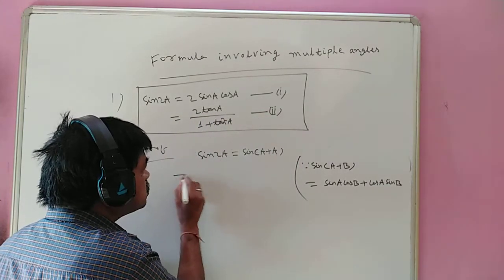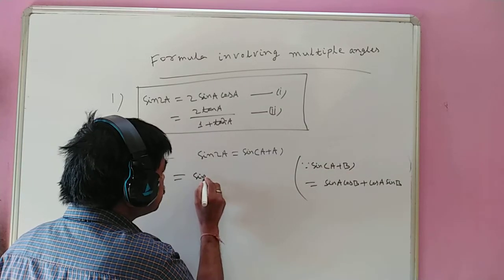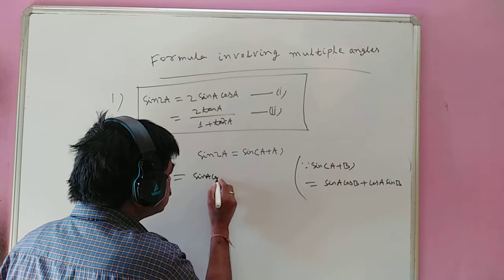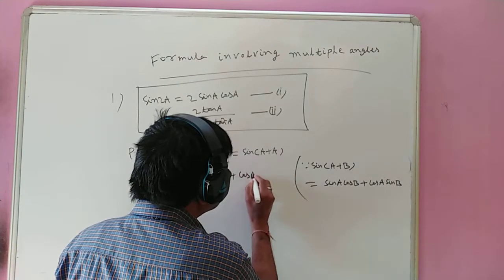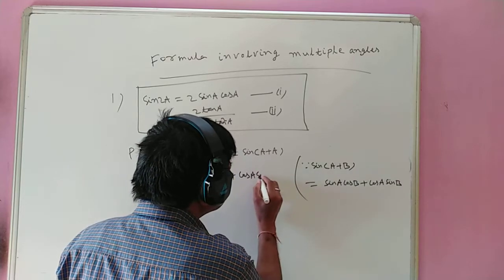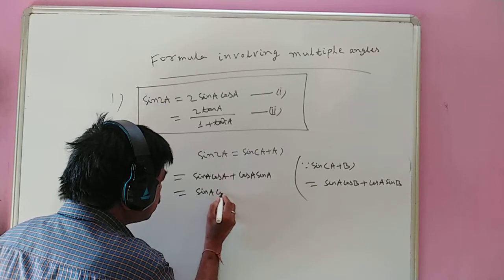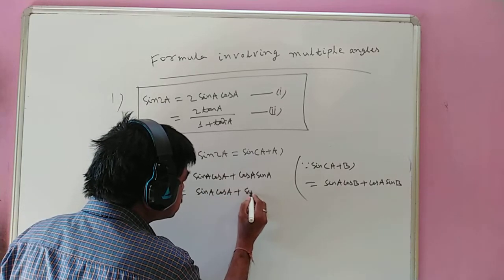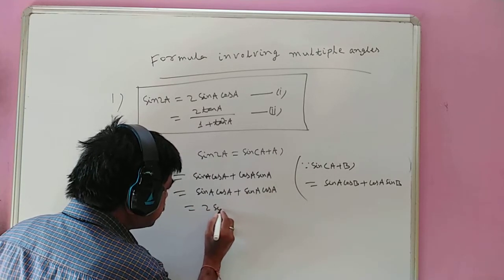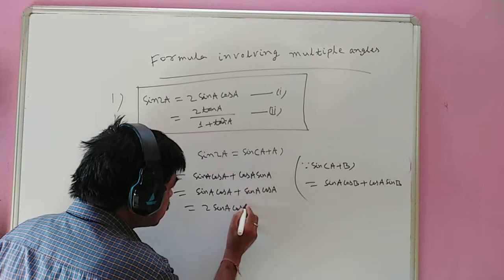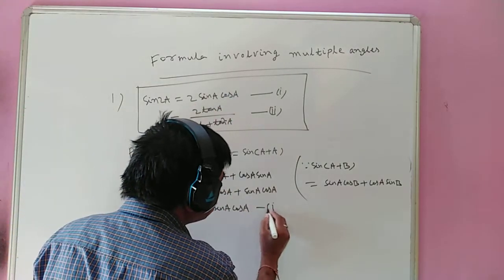Okay. So now here a is a and b is a. So sin a cos b, so b is what? a. That is cos a plus cos a sin b. So cos a is what? This a sin b is also a. So now this becomes sin a cos a plus sin a cos a. So sin a cos a plus sin a cos a becomes 2 sin a cos a. Any doubts from anybody? Okay. So now the first one is proved.